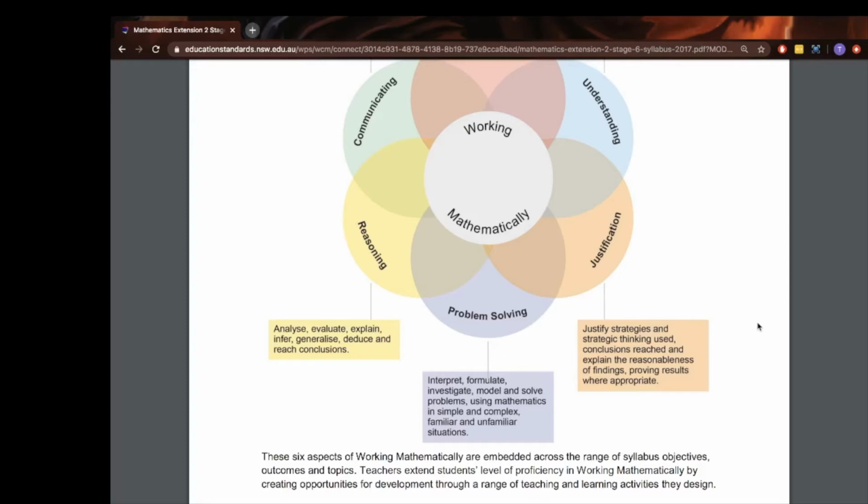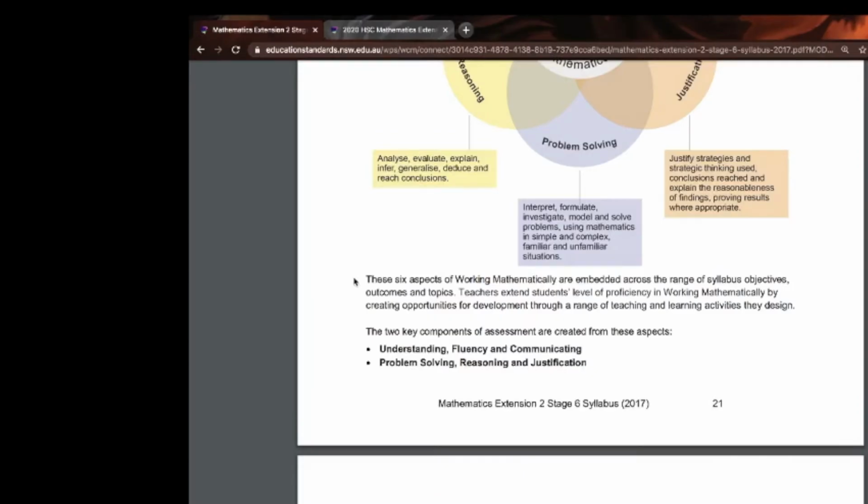They will be worth more marks, and those are the ones where you'll really need to stop for a minute and think how you're going to solve it. And those will take more time to interpret and formulate the question before you finally investigate, model, and solve them to reach the final answer. These 6 aspects of working mathematically are embedded across the range of syllabus objectives, outcomes, and topics.